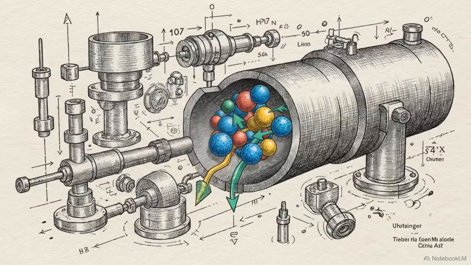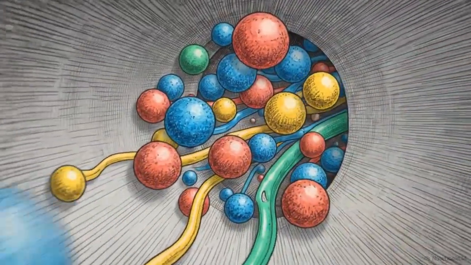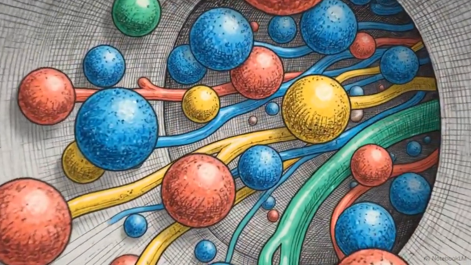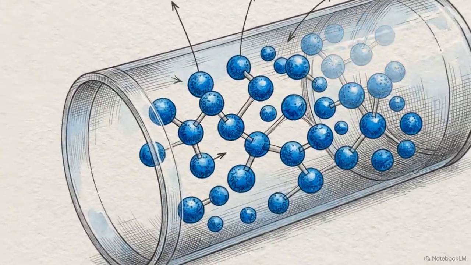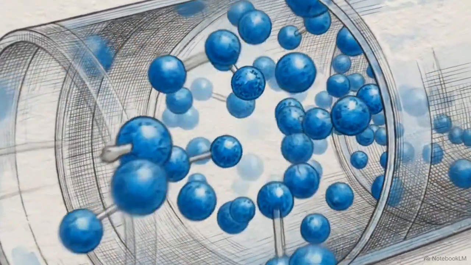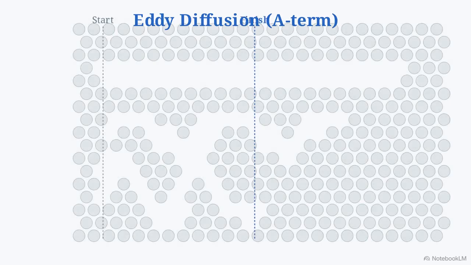Solving this paradox requires zooming down to the microscopic level to observe the specific kinetic forces acting on those moving molecules. This brings us to rate theory, a model tracking the messy, dynamic reality of molecules constantly in motion inside a packed column. The first force is eddy diffusion, or the A term.